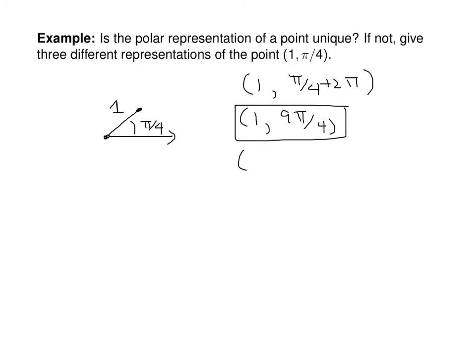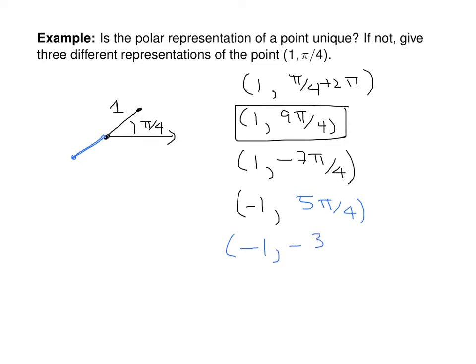Another representation is you could go clockwise instead of counterclockwise, in which case you'd have 1 comma negative 7 pi over 4. And if you want to get real fancy and make a negative radius, you need to get to this point so that you can reflect. So that would be negative 1 and the angle 5 pi quarters. Or if you want to be an overachiever and get one more point, you could have negative 1, negative 3 pi quarters. So there are an infinite number of ways to represent a point in this system.